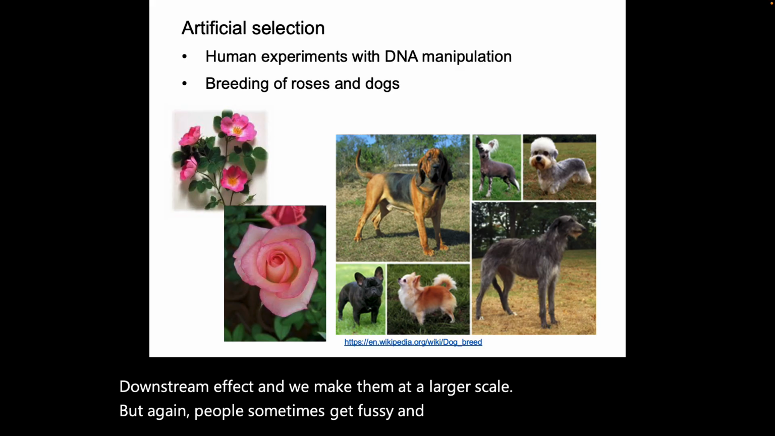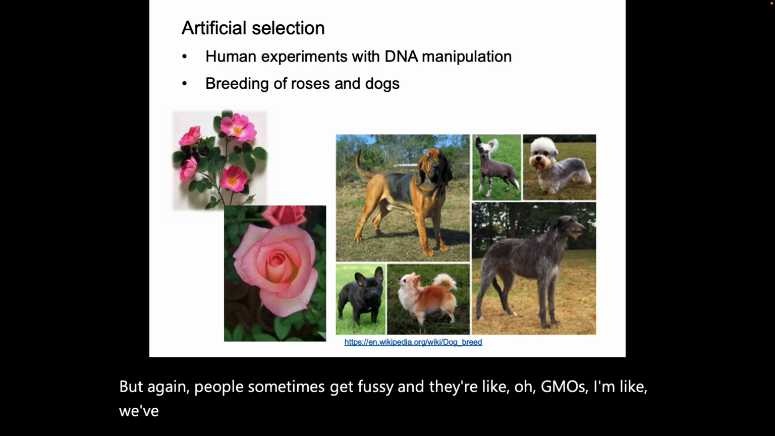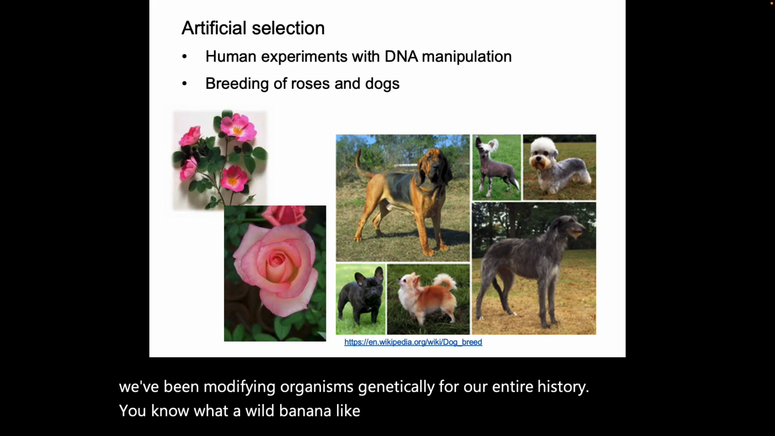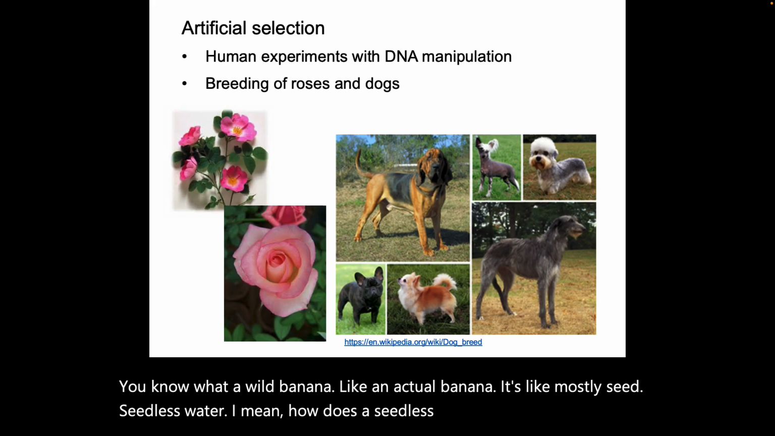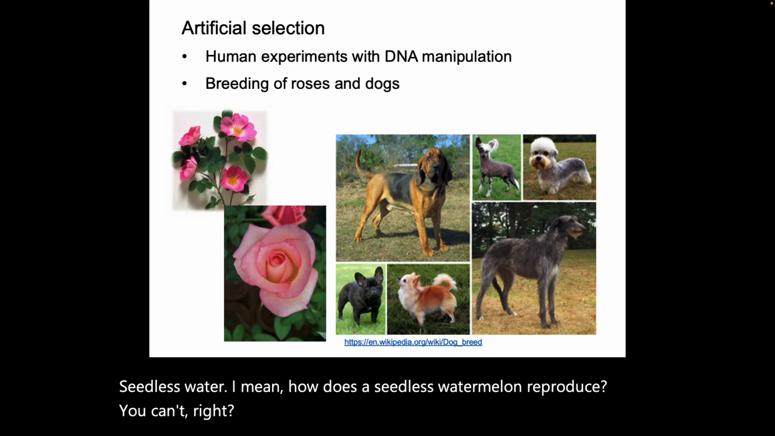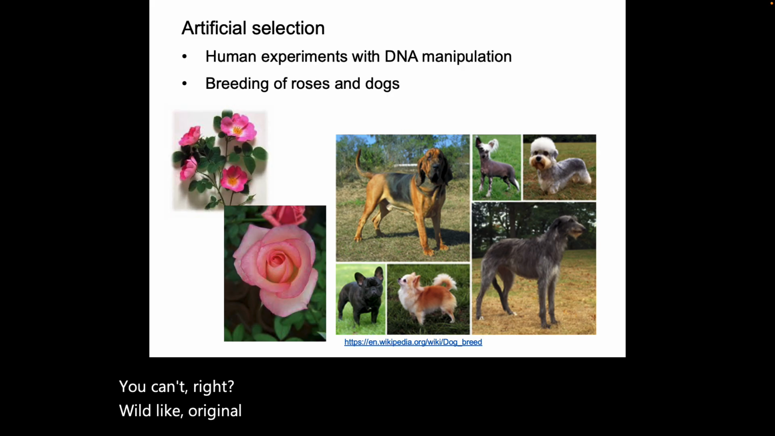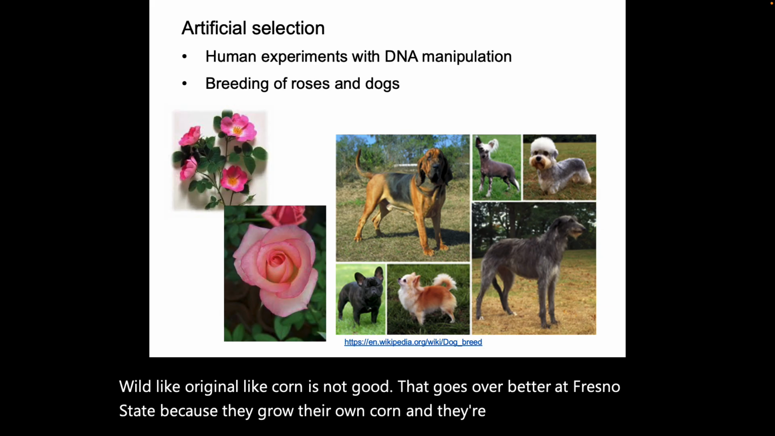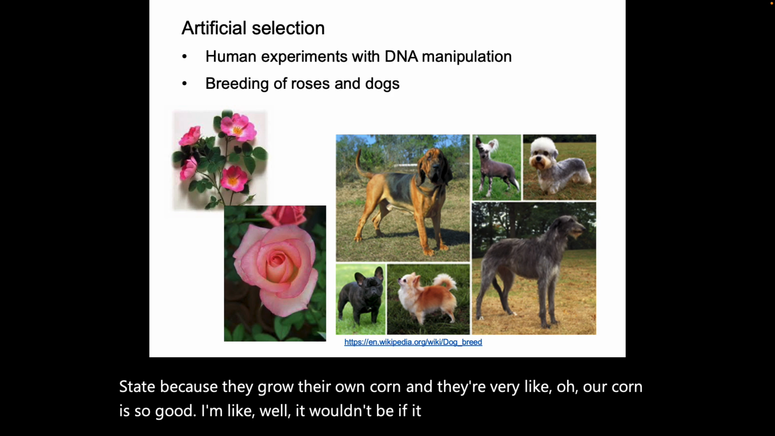I'm like, we've been modifying organisms genetically for our entire history. Like, you know what a wild banana, like an actual banana, is like? It's mostly seed. Seedless watermelon, I mean, how does a seedless watermelon reproduce? It can't, right? Wild, like original, corn is not good. That goes over better at Fresno State because they grow their own corn and they're very like, ooh, our corn is so good. I'm like, well, it wouldn't be if it hadn't been genetically modified.